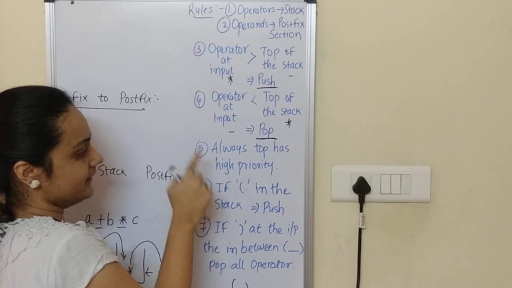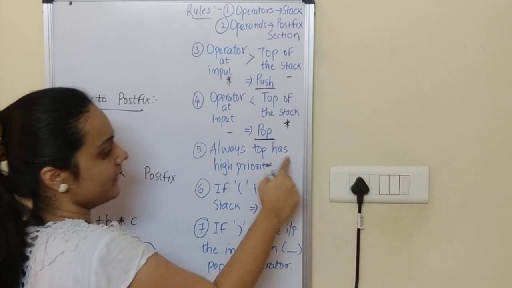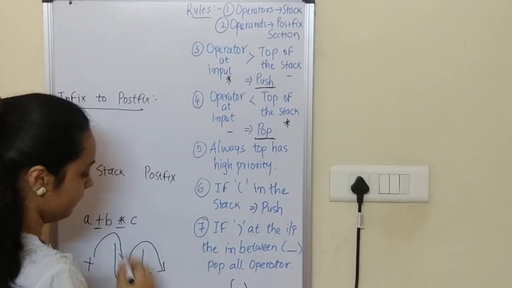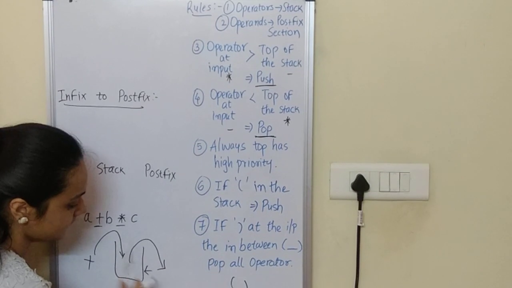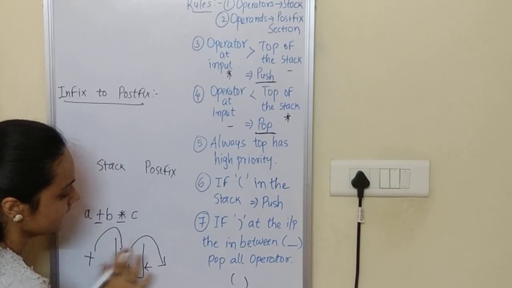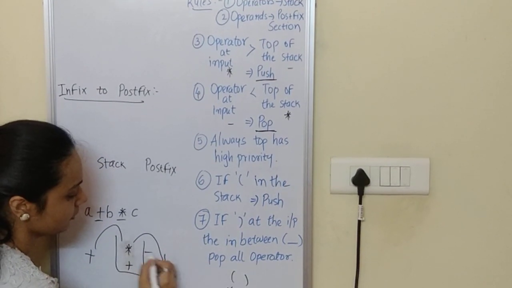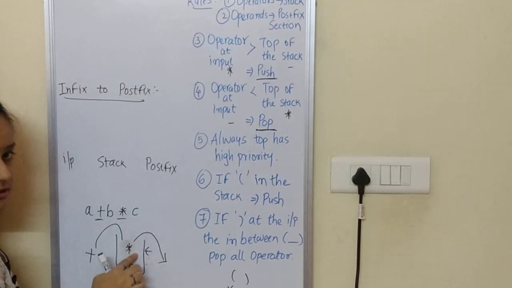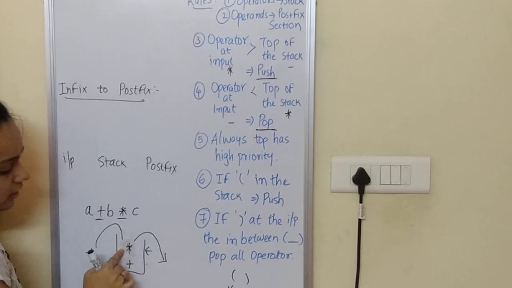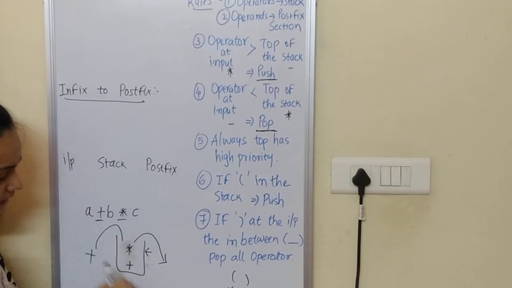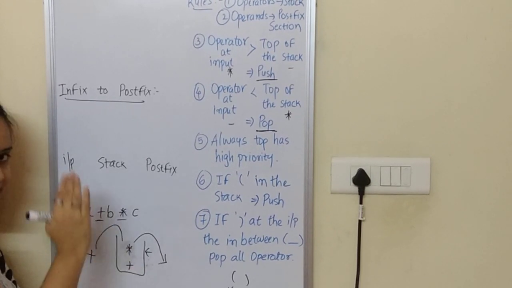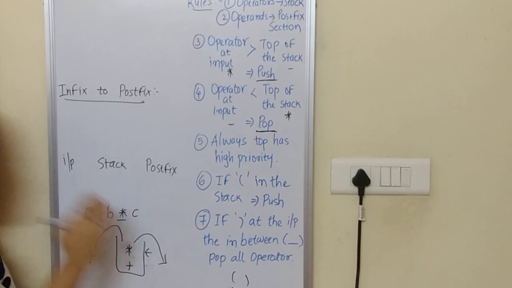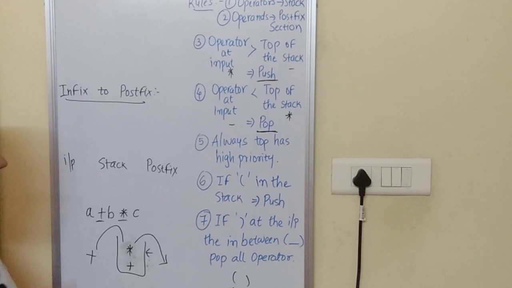After that, this is like always top has the high priority. So for example, if I am writing plus and here I am writing multiplication, so your top indicating this multiplication. So this is like your top is indicating highest priority. So among all the operators in the stack, your top element has the highest priority operator.